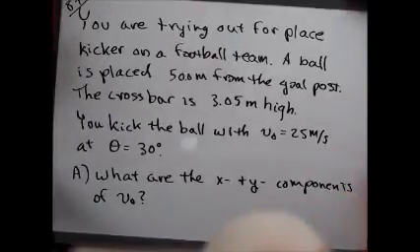You are trying out for place kicker on a football team. A ball is placed 50 meters from the goalpost. The crossbar is 3.05 meters high. You kick the ball with an initial velocity of 25 meters per second at 30 degrees. What are the x and y components of V0? We'll have several other questions too.